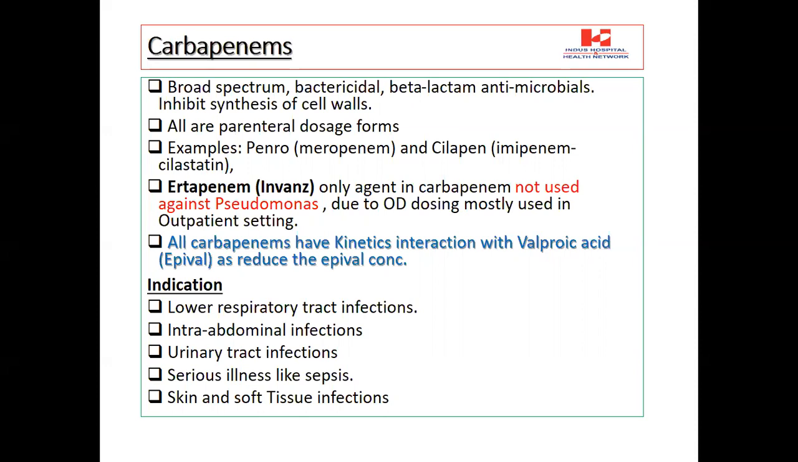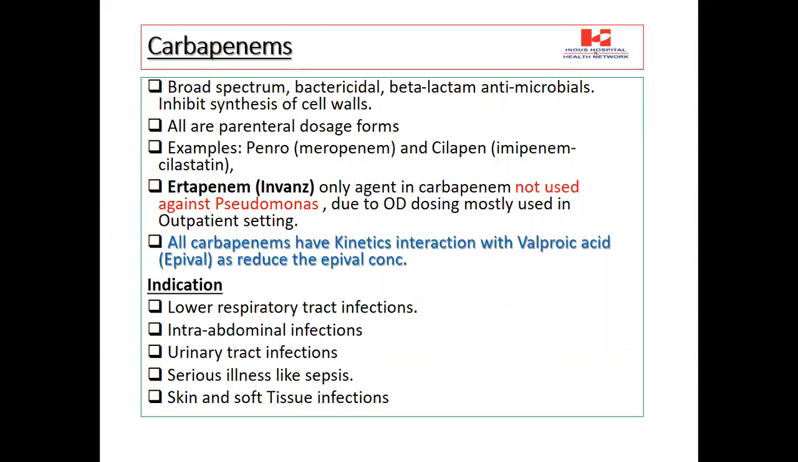All the carbapenems have an interaction with valproic acid, reducing the valproic acid concentration. If a patient has seizures or epilepsy and is on valproic acid, and is admitted to hospital and they want to start a carbapenem, there is a risk of breakthrough seizures in that patient, because carbapenems are going to decrease the valproic acid level by 60 to 70%. So they can produce subtherapeutic effects for the epilepsy.